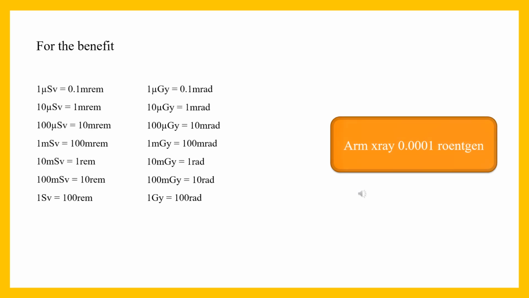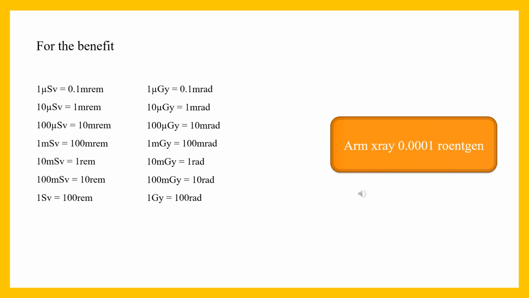For the benefit, 1 microsievert equals 0.1 millirem, 10 microsieverts equals 1 millirem, 100 microsieverts equals 10 millirems, 1 millisievert equals 100 millirems. 10 millisieverts equals 1 rem. 100 millisieverts equals 10 rem. 1 sievert equals 100 rem.